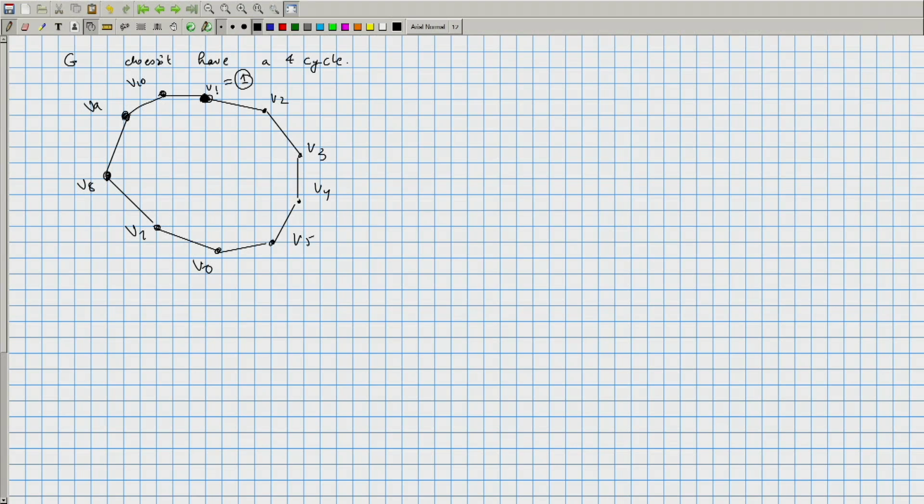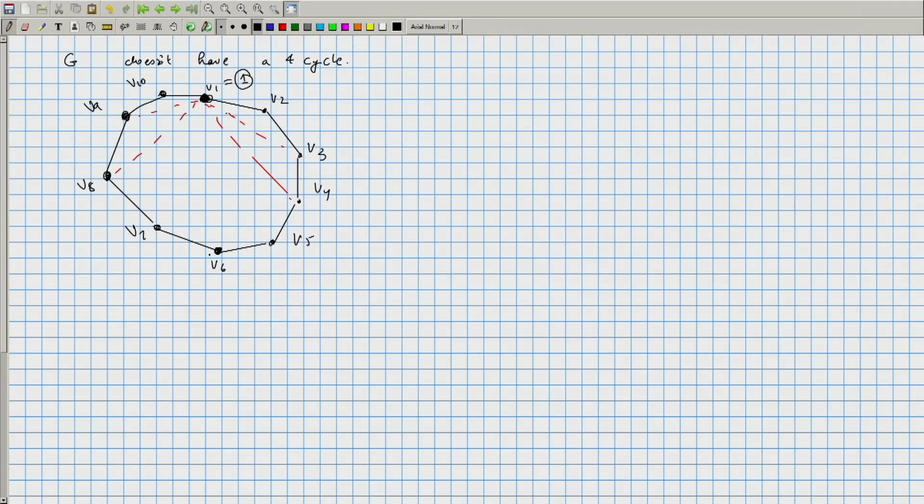So, V1, let us say V3 or V9, that would make a triangle in the graph, but the graph does not have a triangle. The same applies if you connect it to V4, because then you will have a 4 cycle, and the same applies if you connect it to V8. Okay. So, now the only 3 options are V1 could be connected to V7, V6 and V5. Okay. So, V1 we can think of V6 as the diametrically opposite vertex.